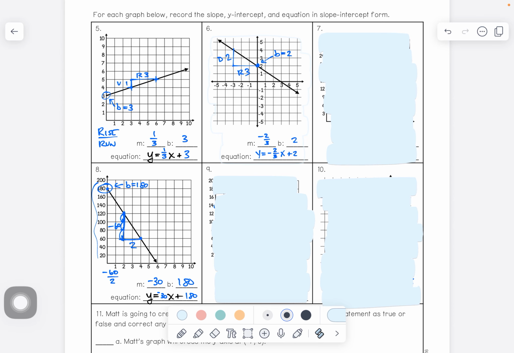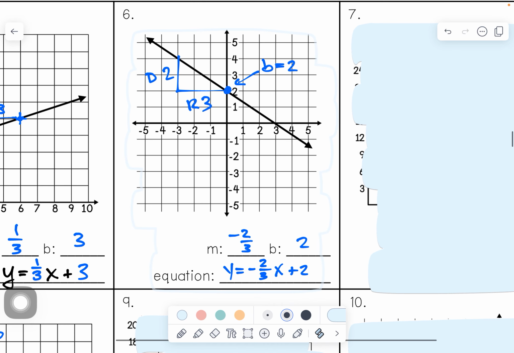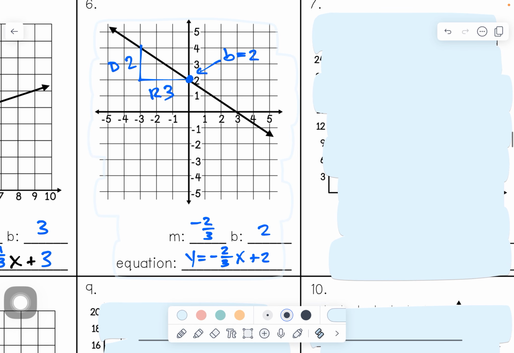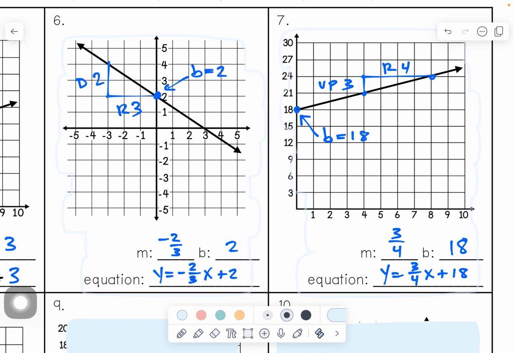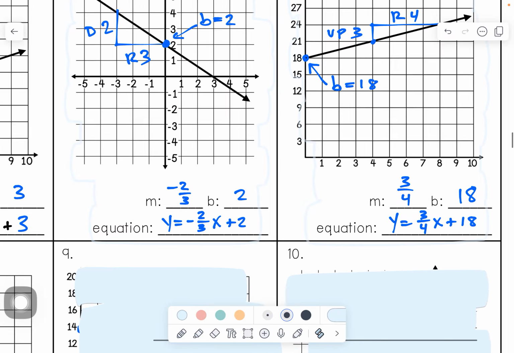So there's number 6, negative slope, down 2/3. Everything's counted by 1, so I could count blocks. I can observe the y-intercept as 2, and I build out my equation, y = -2/3x + 2. Number 7, not counting by 1s this time. My y-axis is counting by 3s, so even though it looks like it goes up 1, it actually goes up 3 and right 4. So my slope is 3/4. My y-intercept, I can see it right there, it's 18. Build out my equation, y = 3/4x + 18.